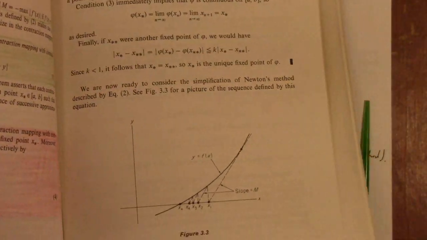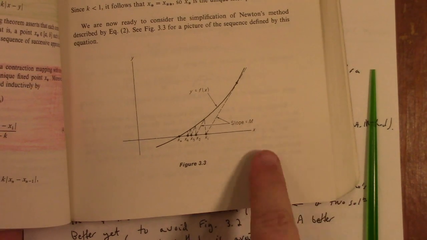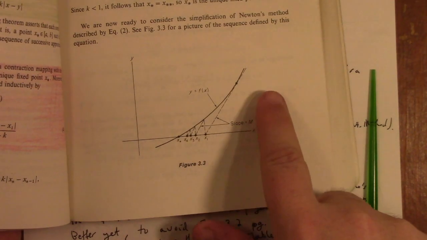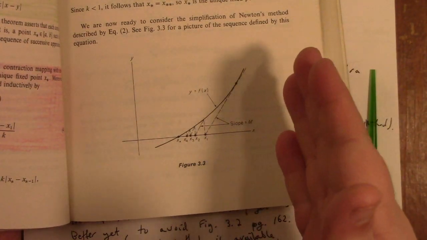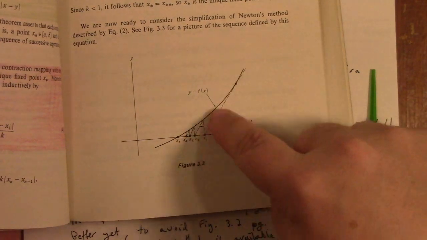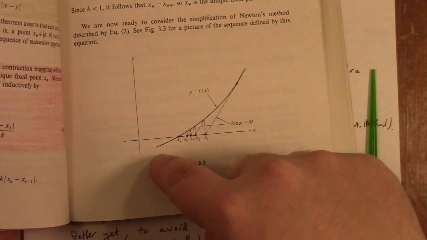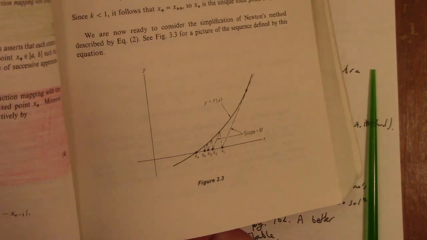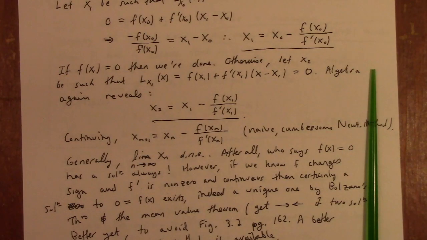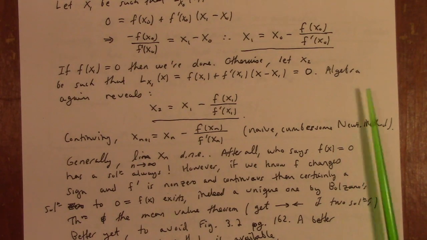So the solution is to go to something more like this, where you find the maximum slope and always go down by that maximum slope, and that'll stop you from doing that loop-de-loop like I just showed you.